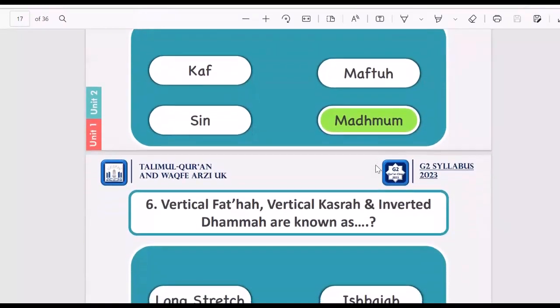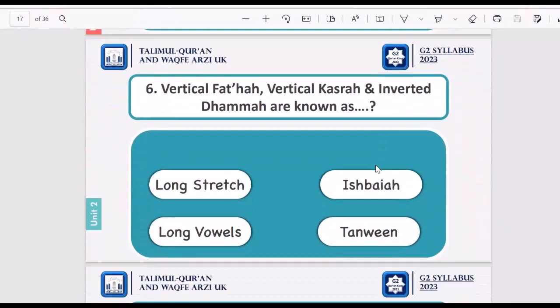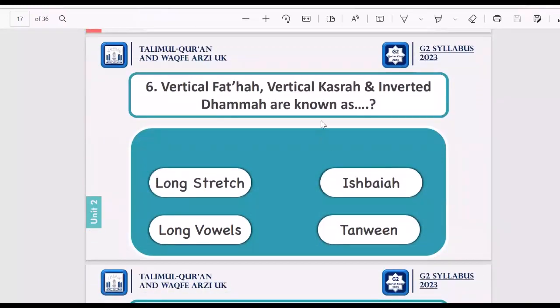Okay, moving on. Vertical fatha, vertical kasra, and inverted dhamma are known as long stretch, ishbaya, long vowels, or tanween.